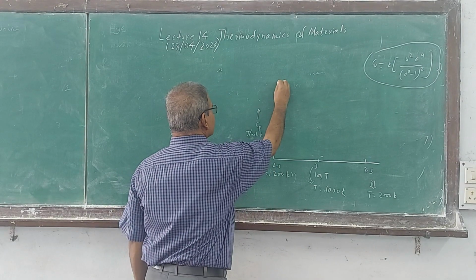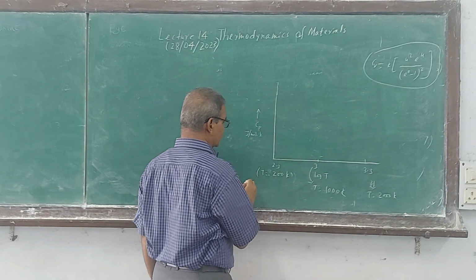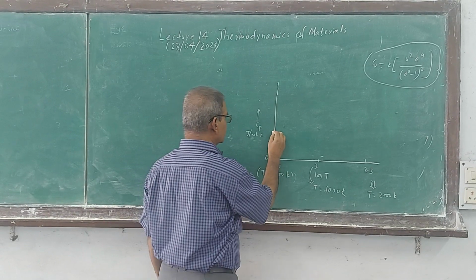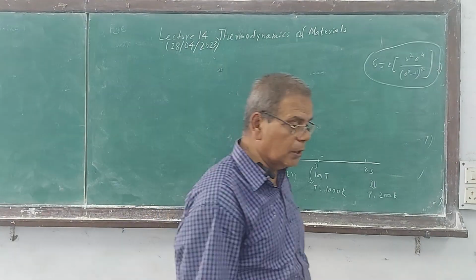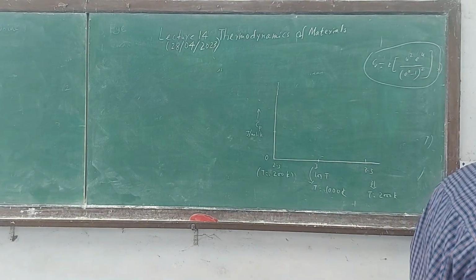Now I am sketching. This is your 0. What is the Cp for light molecules? A moment ago I gave you 7 by 2 R. Cp.